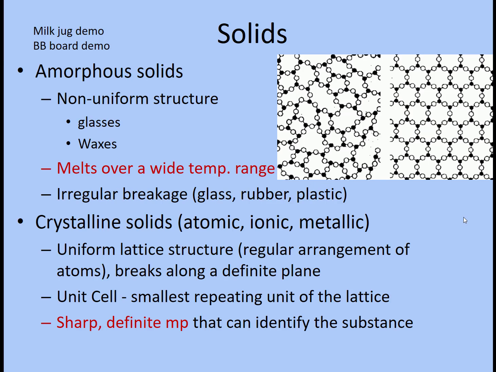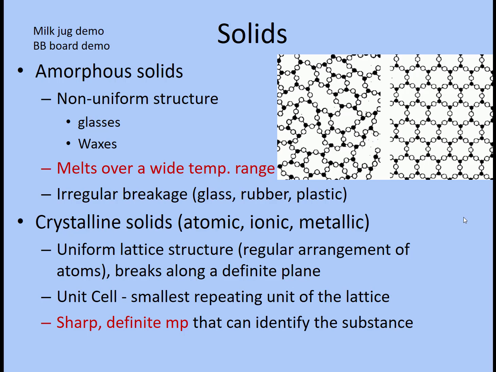Solids come in two different varieties. We have amorphous and crystalline. Amorphous examples would be glass or wax. When you look at their melting point, they don't have a definite melting point, they have a melting point range. And when you go to break them, they don't break along specific planes. They will break in a curve, for example. And that's because there's no real definite structure to the solid.